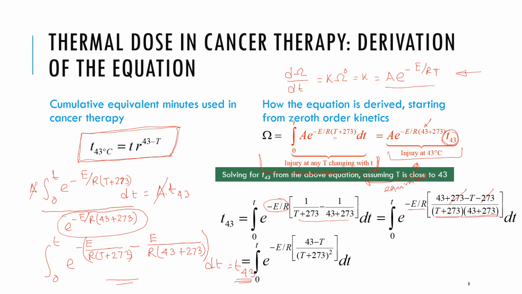T43 is equal to, sorry about the messy part, T43 is equal to E raised to minus E over R times (43 minus T) divided by (T plus 273) squared dt. So we have an expression for T43. You see, this is supposed to be the same, but it's not. It doesn't look the same. Okay, so we still need to do some additional simplifications, and that's what will be in the next slide.